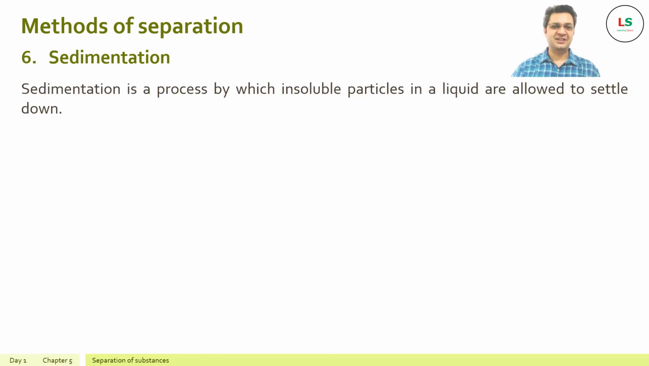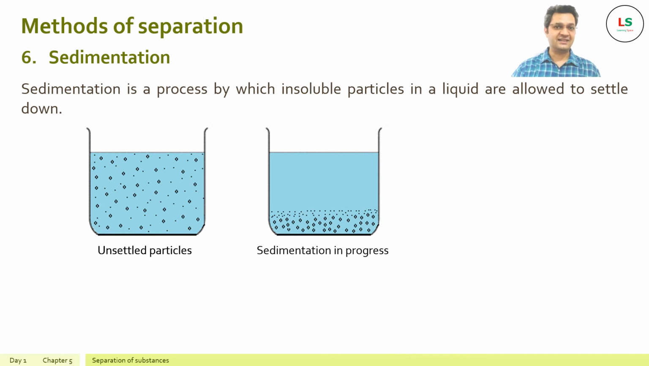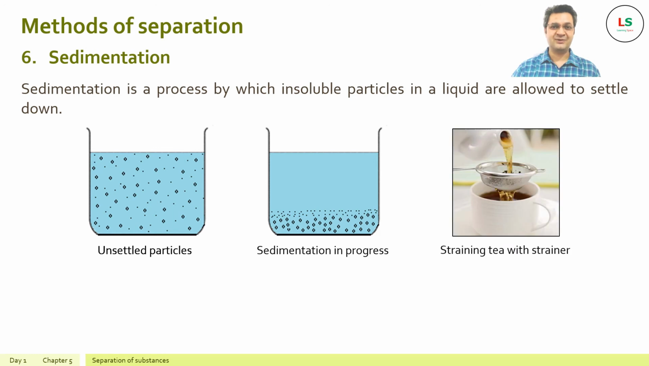Sedimentation. Sedimentation is a process by which insoluble particles in a liquid are allowed to settle down. Let's take the example of tea once again. In case there is no strainer, after a few minutes the tea leaves start settling down. The tea can then be carefully poured in a way that the tea leaves are prevented from flowing. The settling down of the tea leaves is called sedimentation, and the settled tea leaves are called sediment. If a strainer is available, the process becomes quite fast.